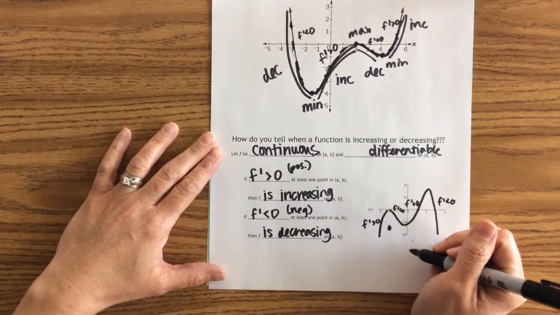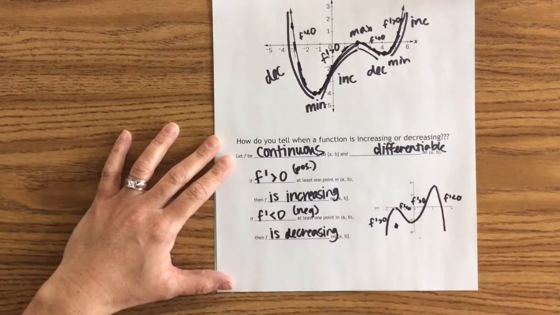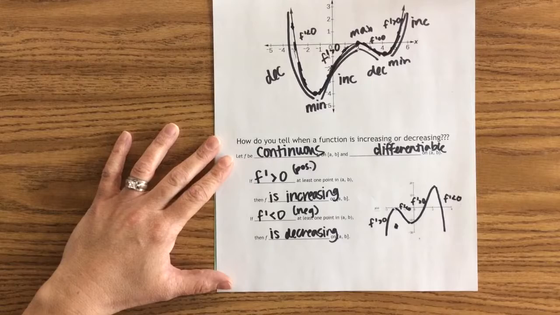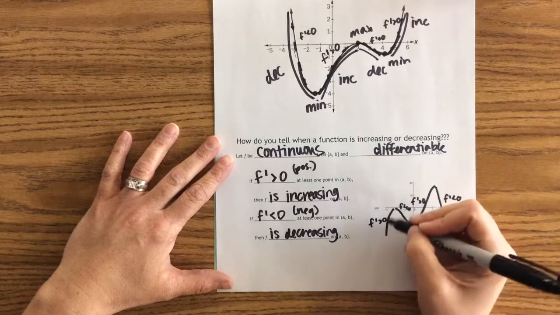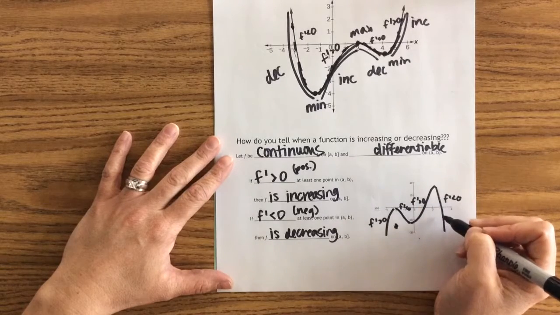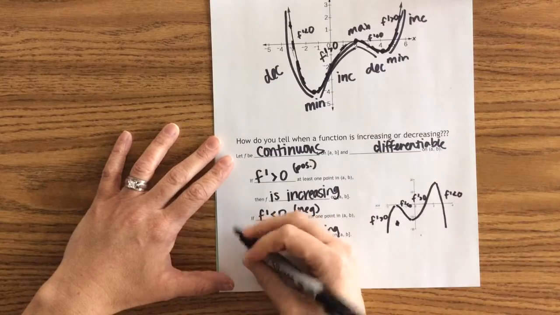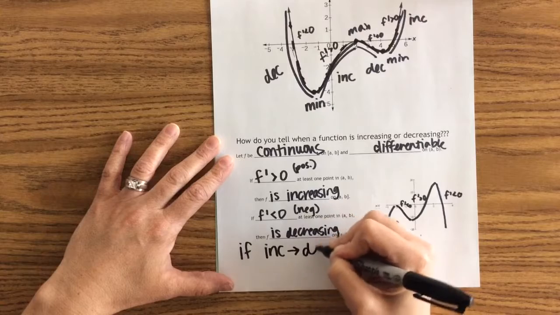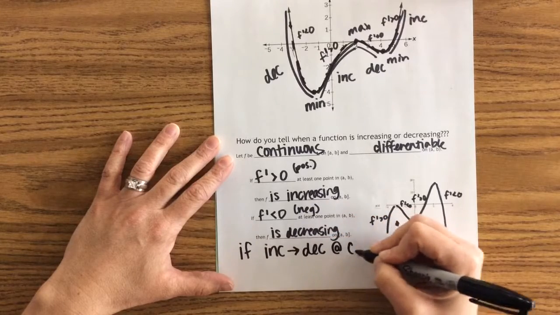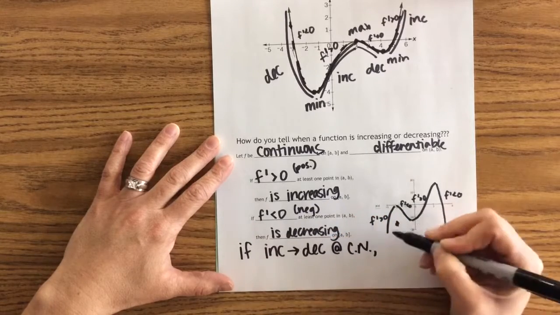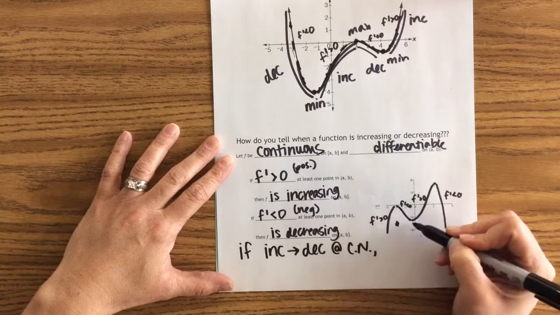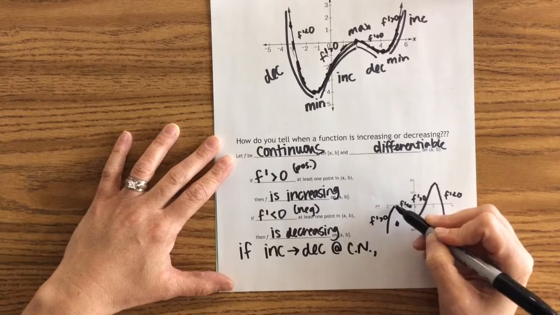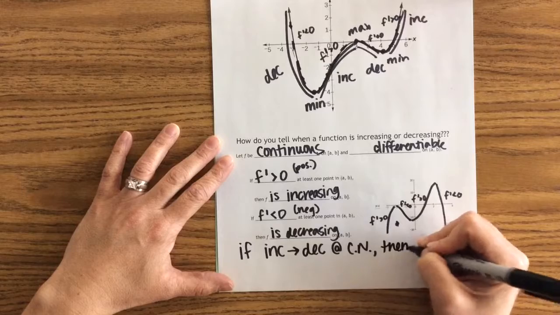The last part of the test is knowing if it's a min or max. So mins or maxes will happen when you have a change in direction. So if increasing changes to decreasing at a critical number, then what is it? If you go from increasing to decreasing, then it would be a max value.